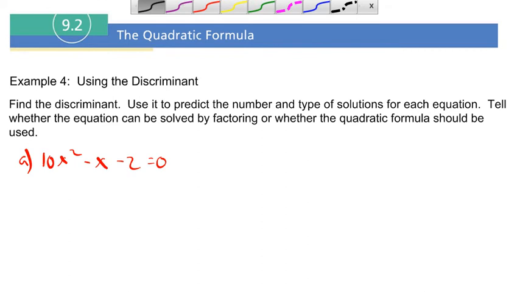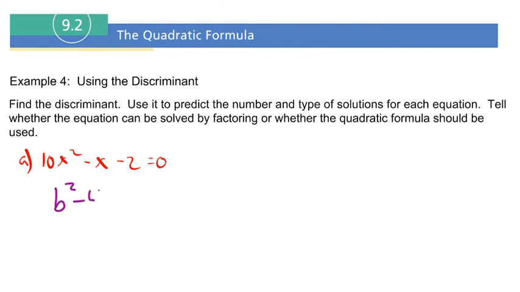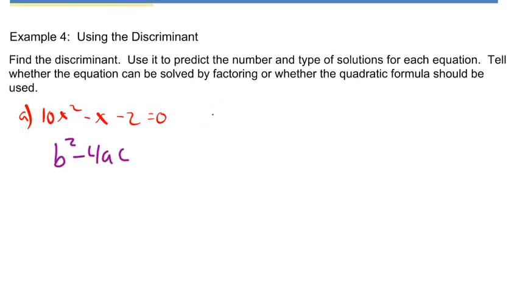All right, so first of all, the discriminant is b squared minus 4ac. All right, and we know that our a is 10, our b is -1, right? Because what number is in front of x? There's a little ghostly -1 right here. And our c is -2.